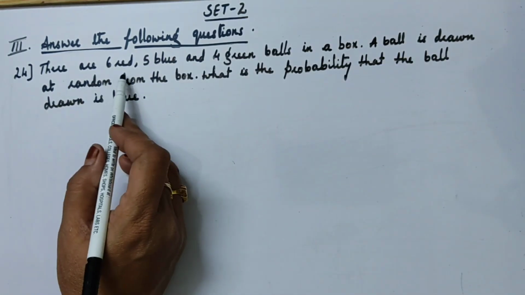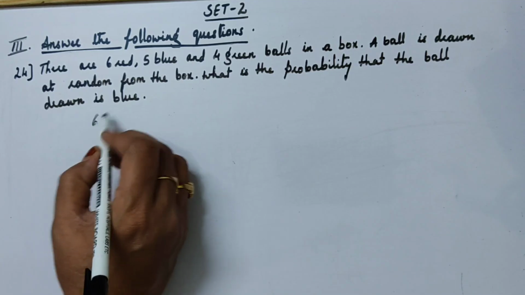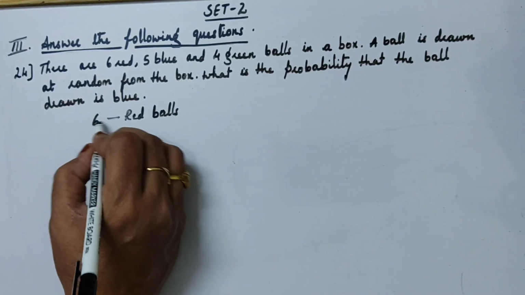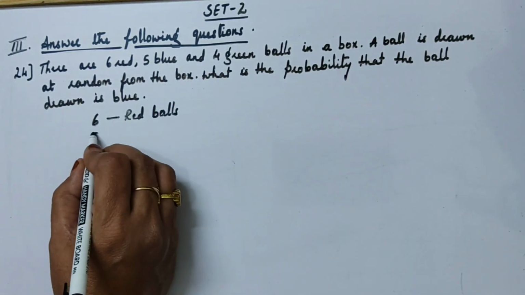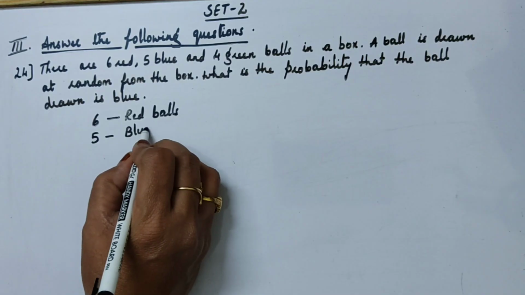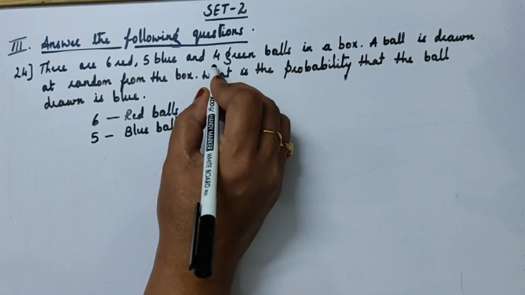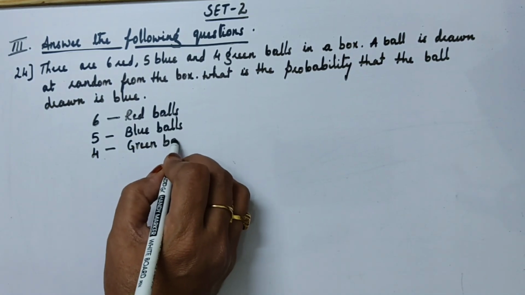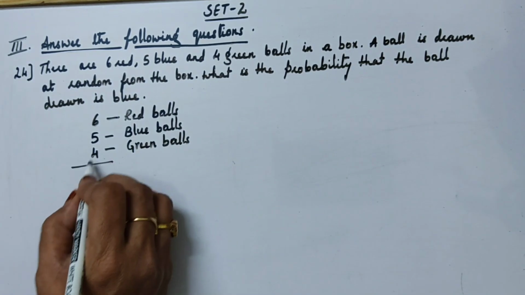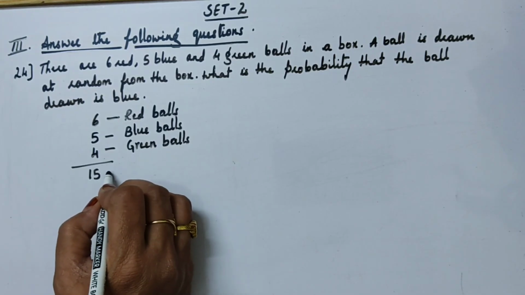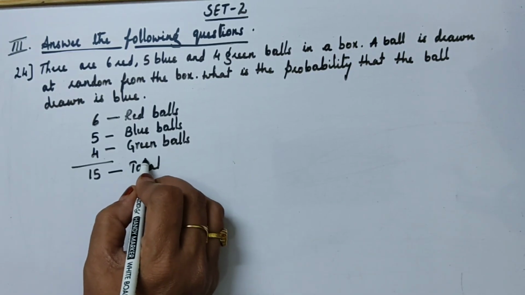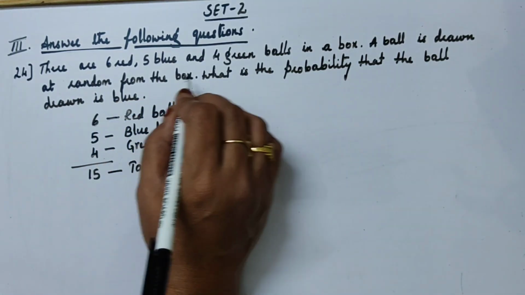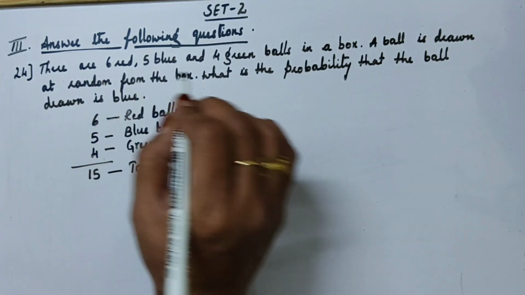There are 6 red balls, then 5 blue balls, 4 green balls in a box. So we have a total of 15, or I can say this is n of S, students. A ball is drawn at random from the box. What is the probability that the ball drawn is blue?